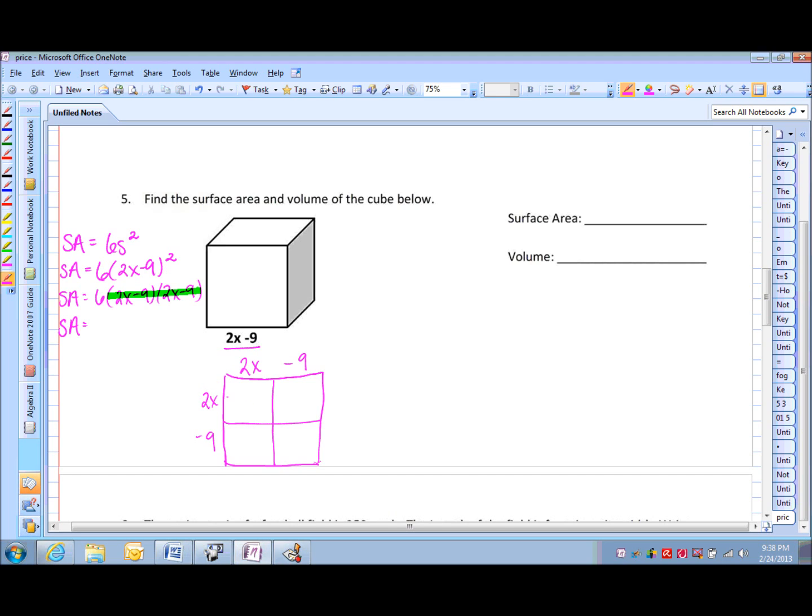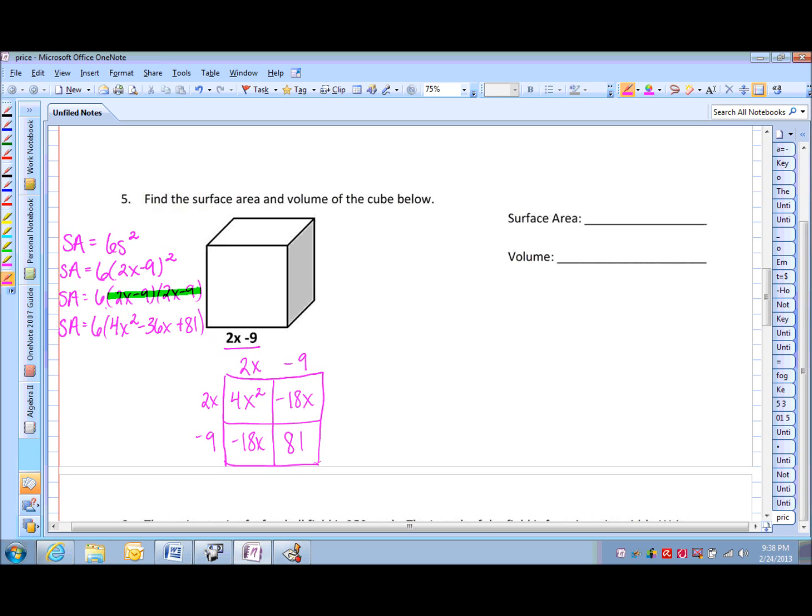Then I multiply the 2x and the 2x to give me 4x squared. I multiply the 2x and the negative 9 to give me negative 18x. Once again, I have negative 9 times 2x to give me negative 18x. And then negative 9 times negative 9 is positive 81. So my surface area is 6 times 4x squared, and when I simplify, negative 18x and negative 18x is really negative 36x, and then plus 81.